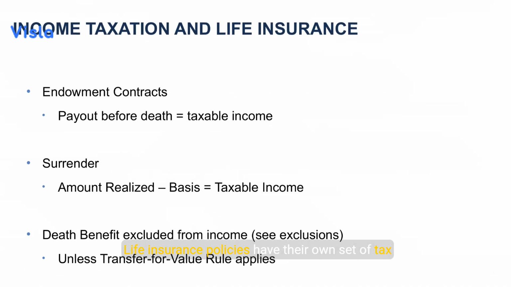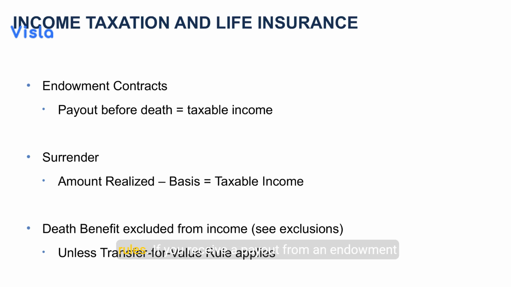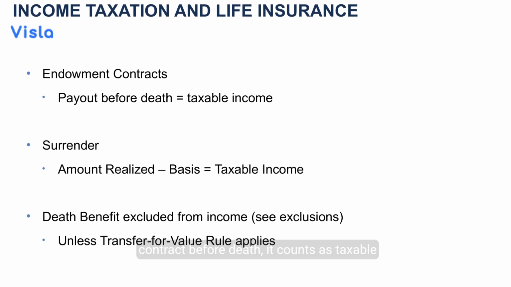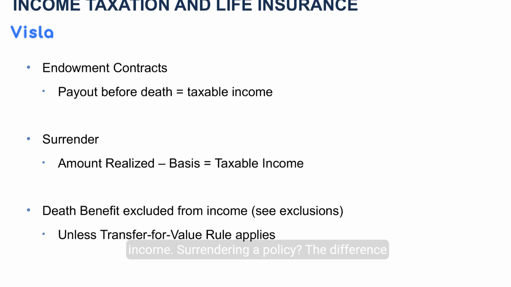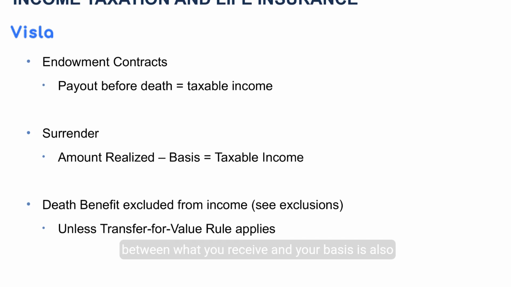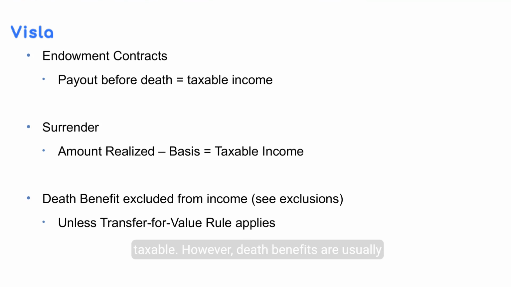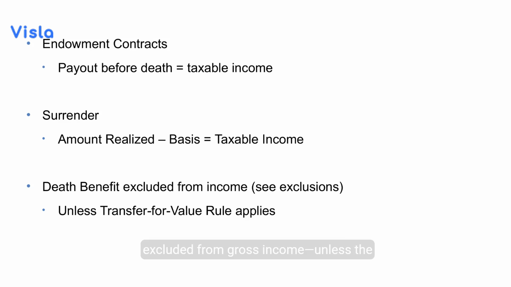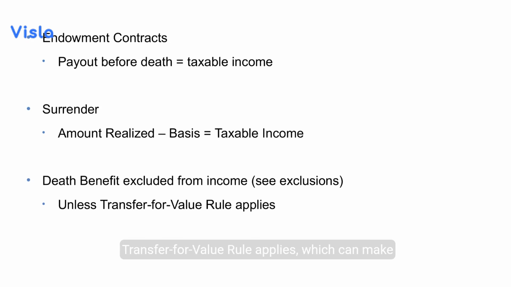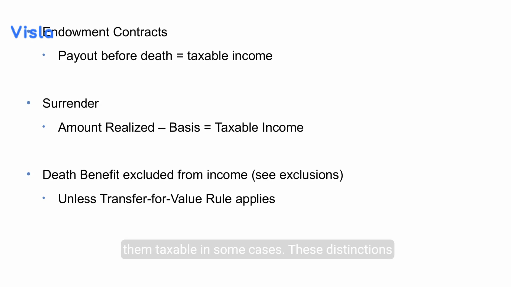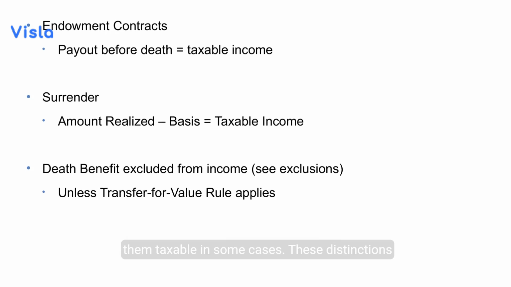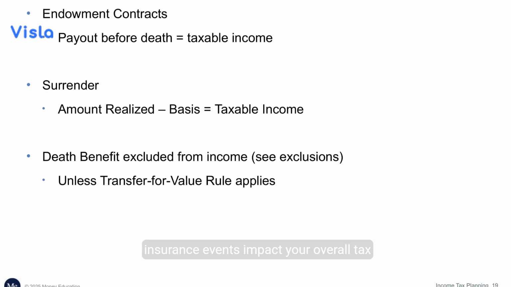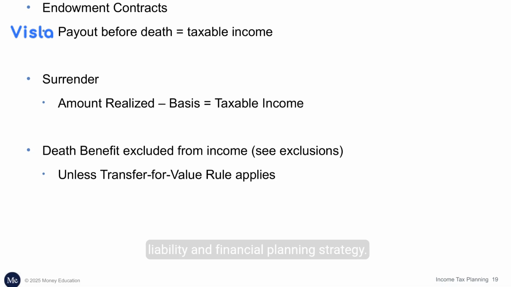Life insurance policies have their own set of tax rules. If you receive a payout from an endowment contract before death, it counts as taxable income. Surrendering a policy, the difference between what you receive and your basis, is also taxable. However, death benefits are usually excluded from gross income, unless the transfer for value rule applies, which can make them taxable in some cases. These distinctions are critical for understanding how different life insurance events impact your overall tax liability and financial planning strategy.